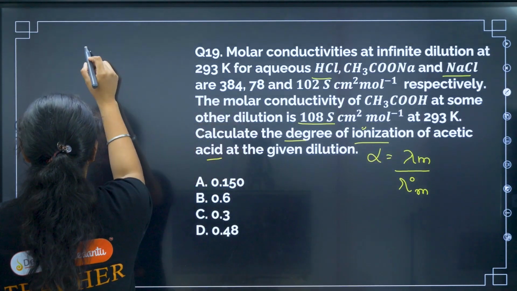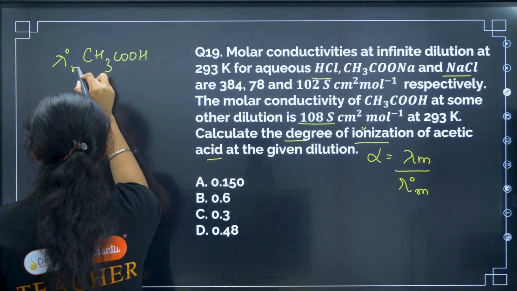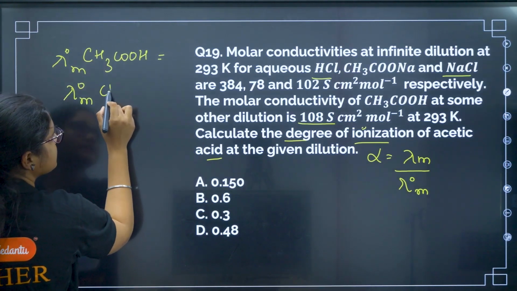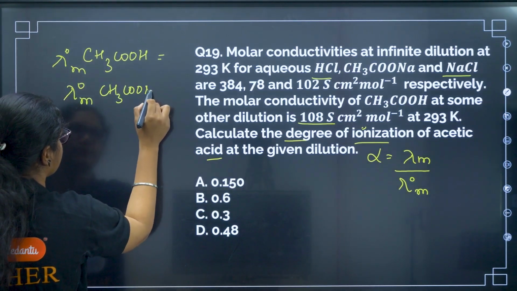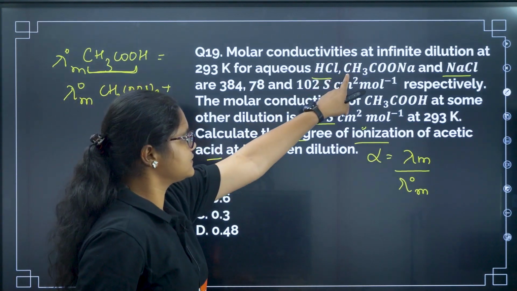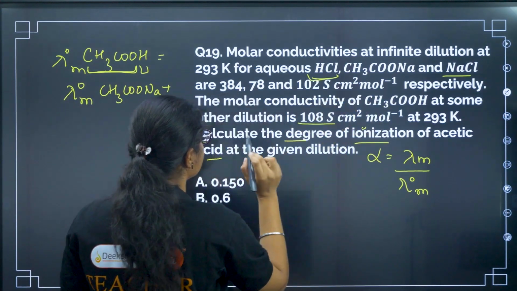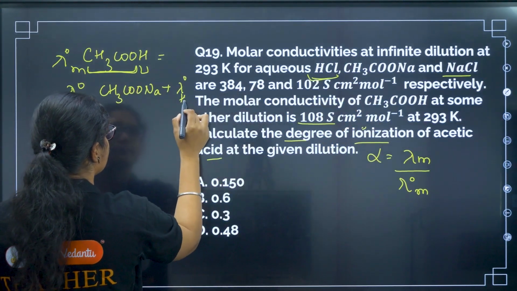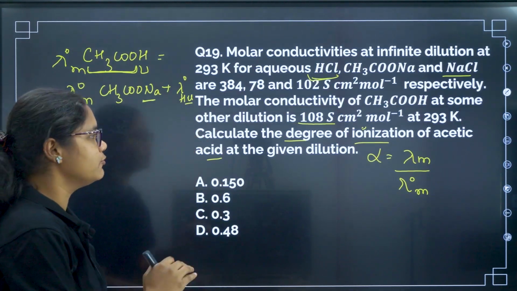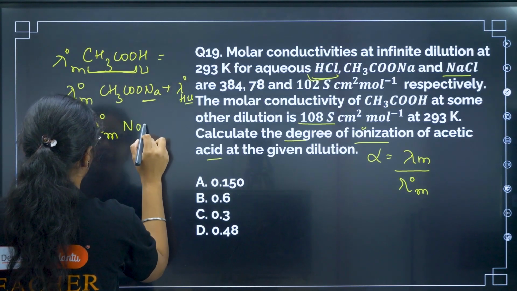So if we want to calculate lambda m for CH3COOH, it can be done in this way. You can take lambda m of CH3COONa. See, we need this part, right? This part is present in which of the three values? CH3COONa. And then we need H value. H value is present from HCl. So lambda naught of HCl. Now in this, when you add, we are getting this NaCl extra, right? That we have to remove. So minus lambda naught of NaCl.